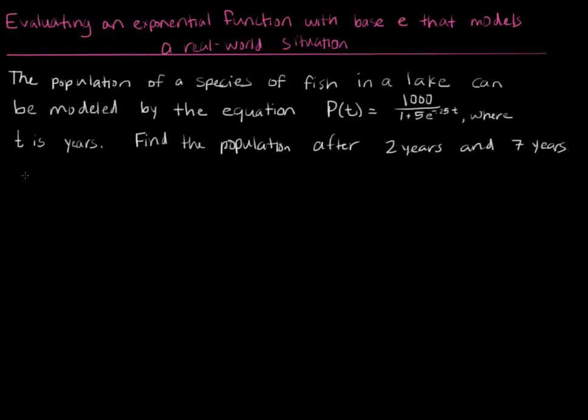So when we plug it in, we're going to do P of 2, because that's 2 years later. So this is 1,000 over 1 plus 5 times e to the negative 0.25 times 2, which is going to be 1,000 over 1 plus 5 times e to the negative 0.5.